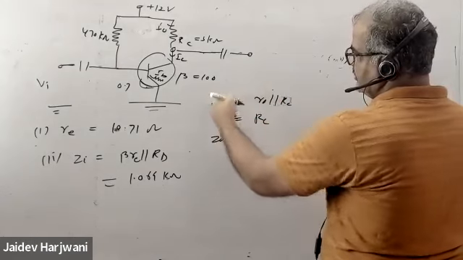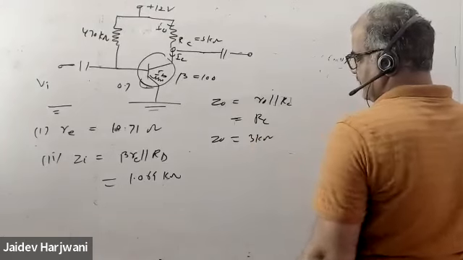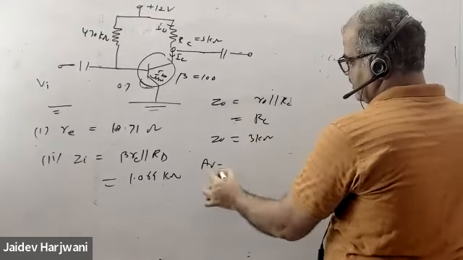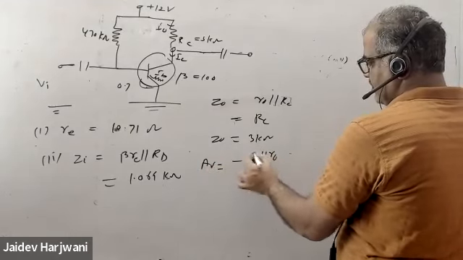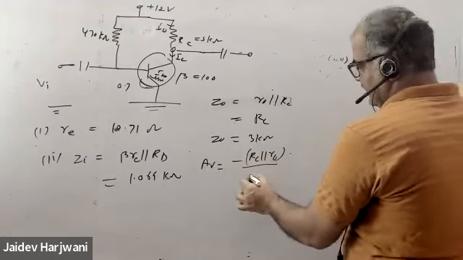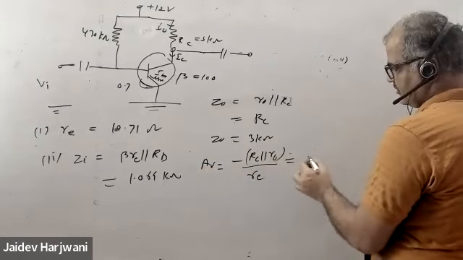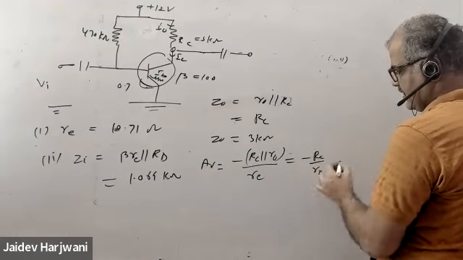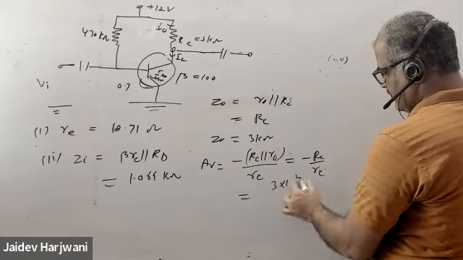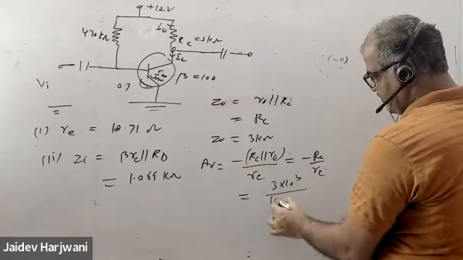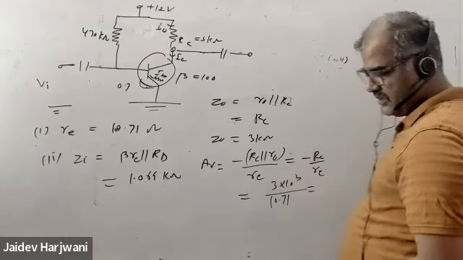So Z naught is your how much? 3 kilo. And you want gain. Gain का फॉर्मूला क्या है? Gain is again RC R naught upon RE. And again this R naught is infinite, so this is just equal to RC upon RE. RC आपका 3 किलो ओम है और RE आपका 10.7 ओम है. So you can tell me how much is coming. Gain कितना आ रहा है बताओ.